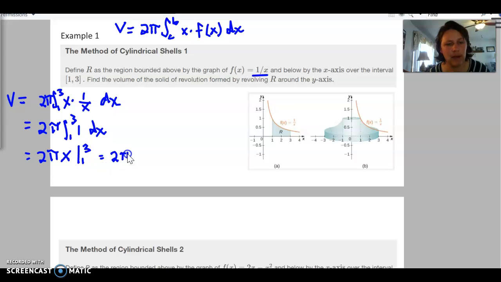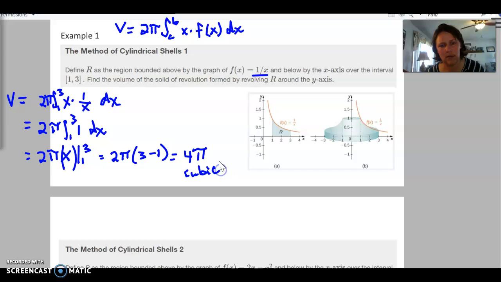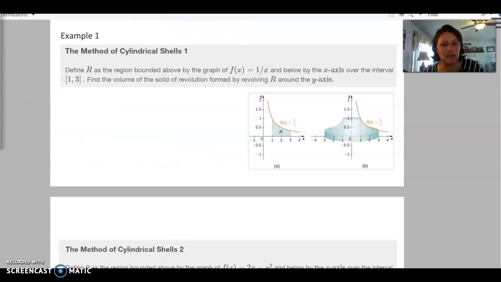So we have 2 pi. I'm going to keep that out in front for a minute. I have 3 minus 1. When I go ahead and plug in, okay, so 3 minus 1 is going to be 2 times 2 pi. And 4 pi, and really we should be saying cubic units. So 4 pi cubic units is the volume of that object, and we're done. And that's really all that there is to it. It's really kind of a nice process.